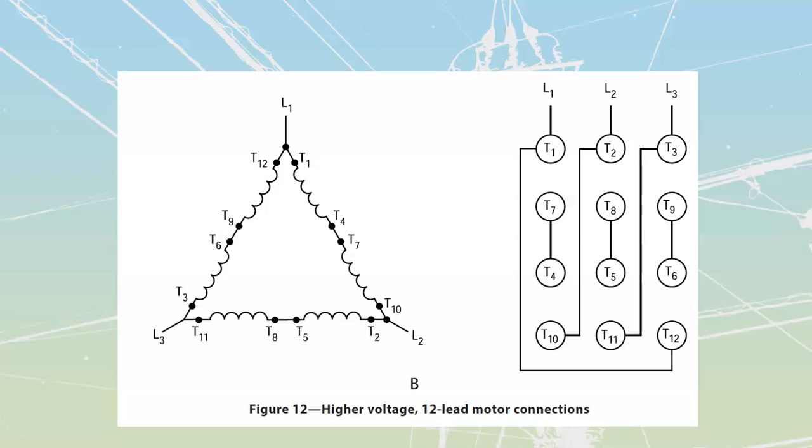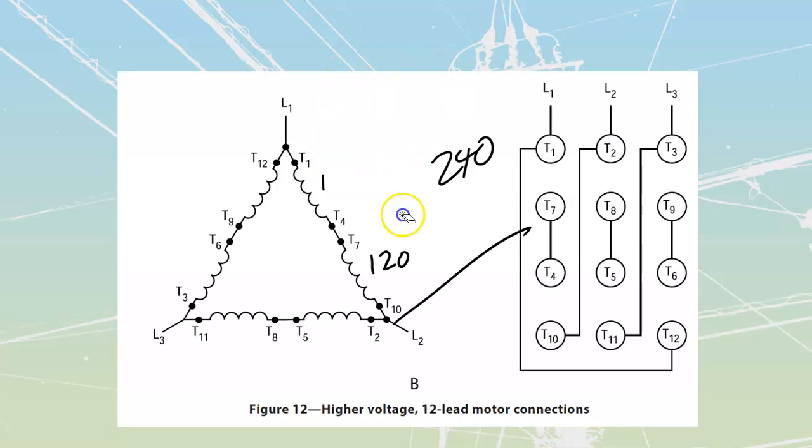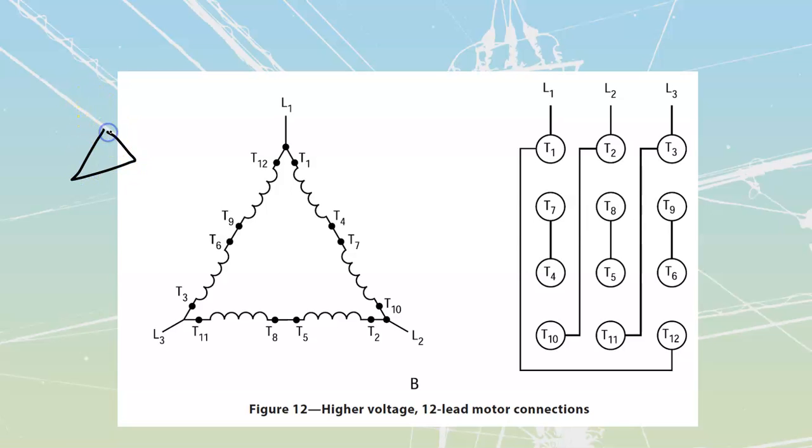Last one that we have over here is going to be my series delta. When I'm looking at a series delta, once again, I've got the same 120 volt coils, 120 volt coils, which would mean that from here to here, I would once again have 240 as my phase, which would also mean that that would have to be my line value of voltage for this one. So I could have this 12 lead motor now connected as being a 240 delta.